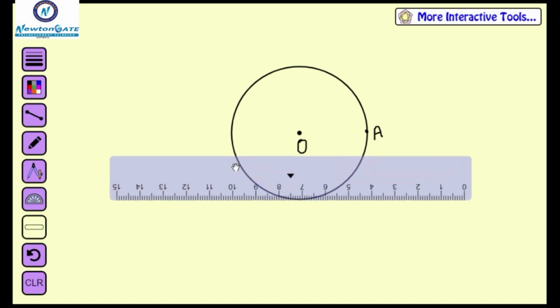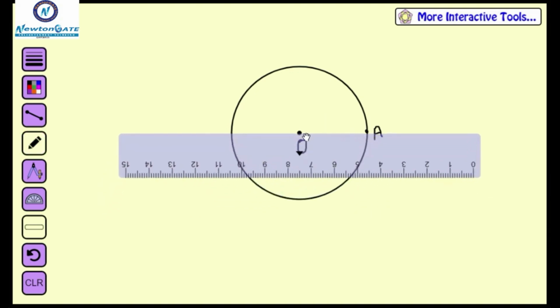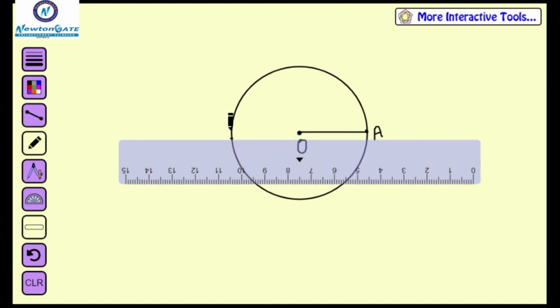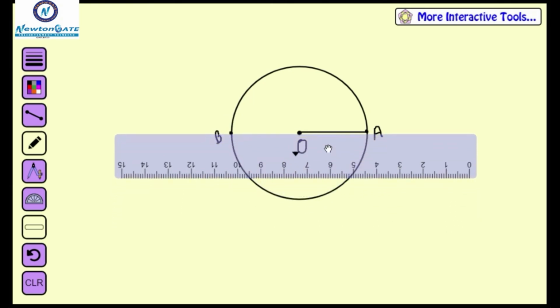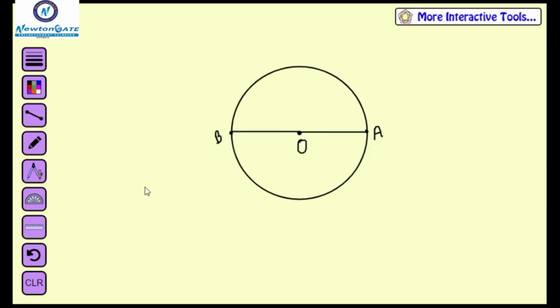Now we join the points O and A. This line OA is called the radius. Now what is the diameter? Diameter is 2 times the radius. Here we take a point B and join the line AB. This line AB is called the diameter. The diameter is the longest chord of the circle which passes through the center, and all the diameters and radii have the same length. Now what is circumference? The length of the boundary of the circle is called the circumference of the circle.